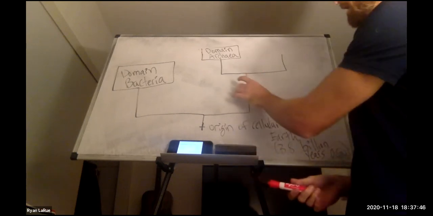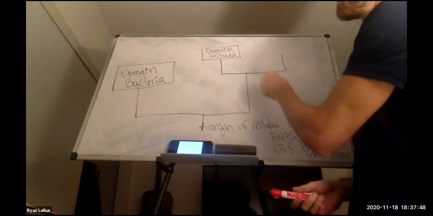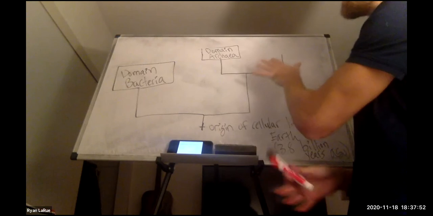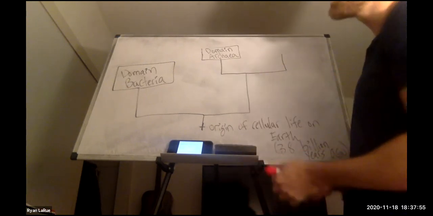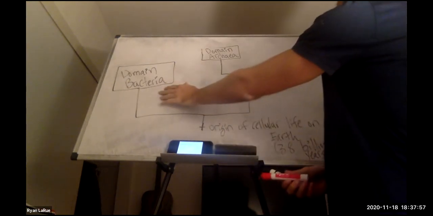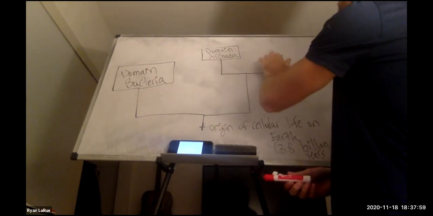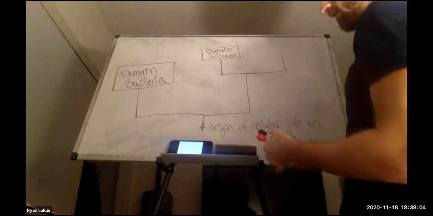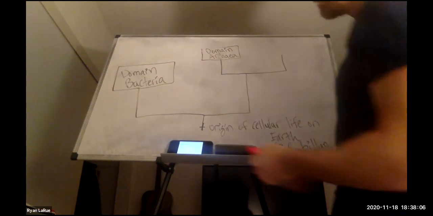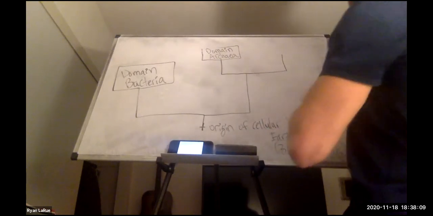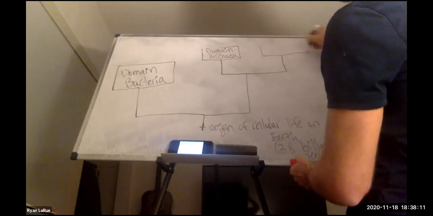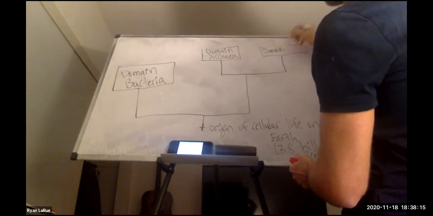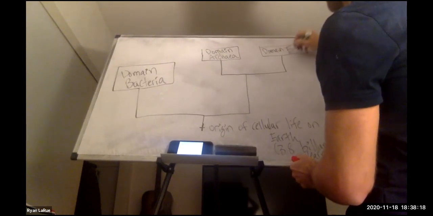I don't have a note here in my notes, but archaea are actually, you don't have to know this, similar to us. They have some more similarities, at least, than bacteria. And so they're drawn a little closer, as in we have a more recent common ancestor with archaea, but we're still very different from them. This is billions of years ago. But this group is going to be domain eukarya, which is where we fall.